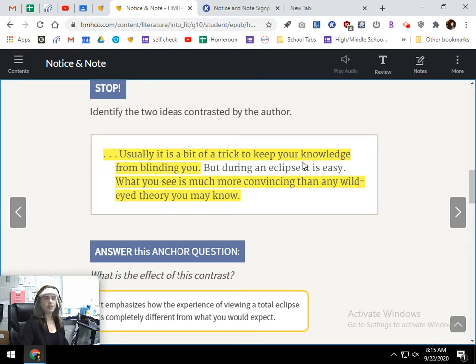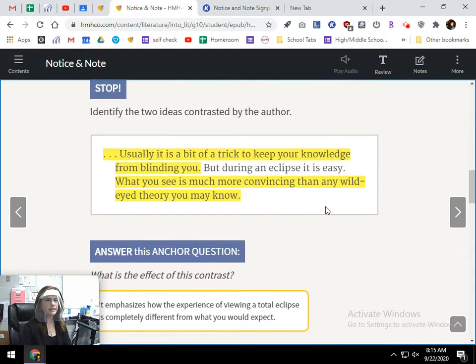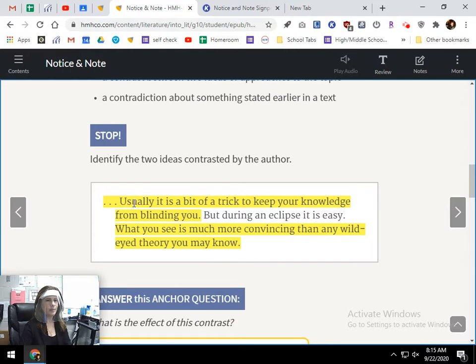Usually it is a bit of a trick to keep your knowledge from blinding you, but during an eclipse, it is easy. What you see is much more convincing than any wild-eyed theory you may know. So what is the effect of this contrast? It emphasizes how the experience of viewing a total eclipse is completely different from what you would expect.